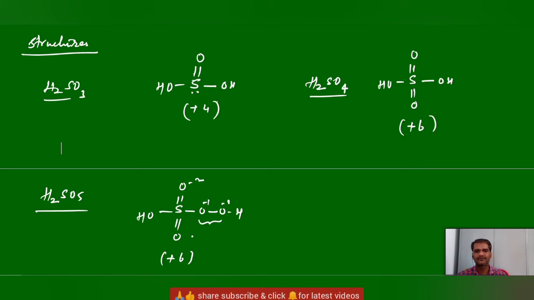Here -2, here -2, here -1, and this is -1. So overall you will get +6 for H2SO5. It is very important, the oxidation state of Caro's acid.